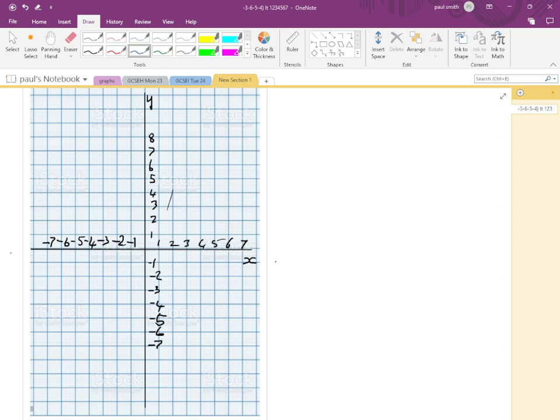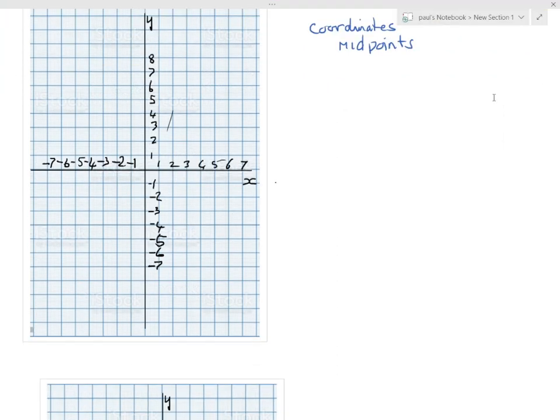This one is to do with coordinates, midpoints, and there'll be some Pythagoras involved as well. Right, coordinates. So we write a coordinate like this, and we will have two numbers inside the brackets. The first one represents the x, the second one represents the y.